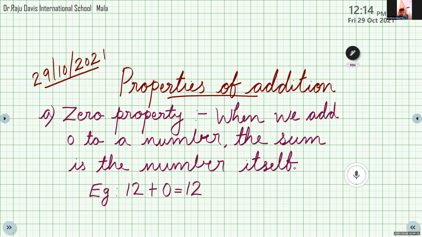Okay. And write one more example. 12 plus 0 is equal to 12. And we can write another one. 35 plus 0 is equal to 35 itself. Then 69 plus 0 is equal to 69. Yes, so whatever the number, when you are adding 0, we will get that same number.